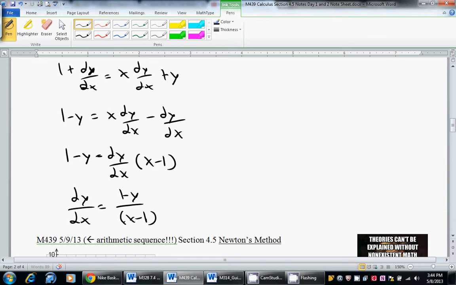So there's my derivative. Okay, however, like we've been doing, I want to solve for just dy. So I'm going to take both sides, multiply by dx again, and so I'm going to get dy equals 1 minus y dx over x minus 1.